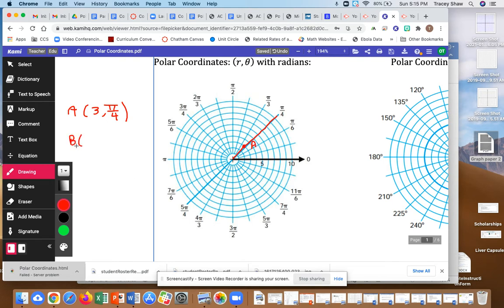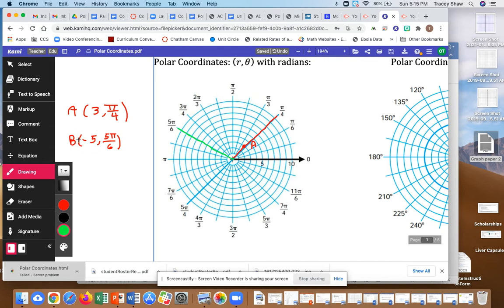All right, let's go to point B. Let's say point B is (-5, pi over 6). All right, so where is 5 pi over 6? It is in the second quadrant, so let me change colors here. So 5 pi over 6 is in the second quadrant. And the 5 denotes the fifth circle.